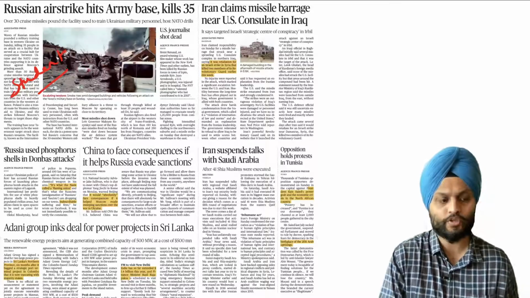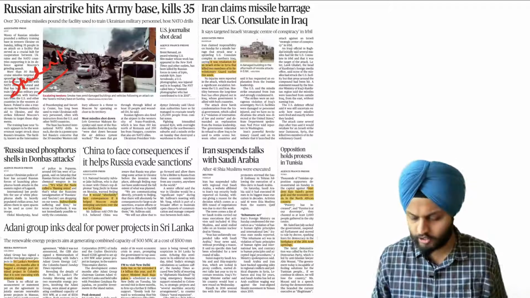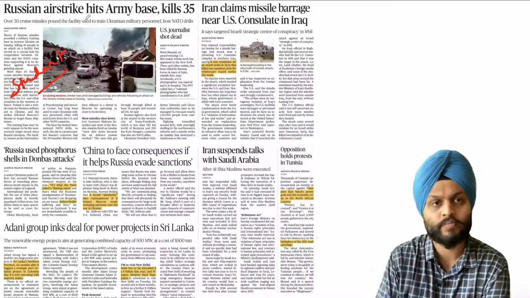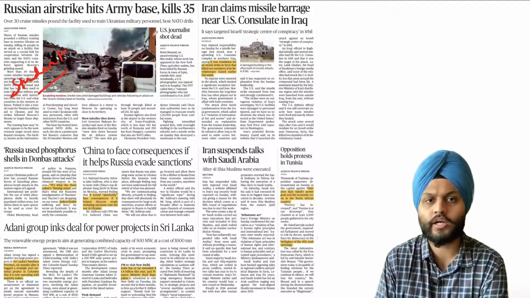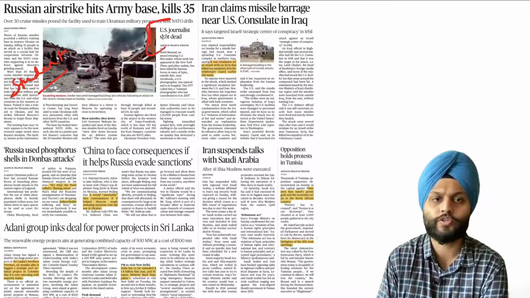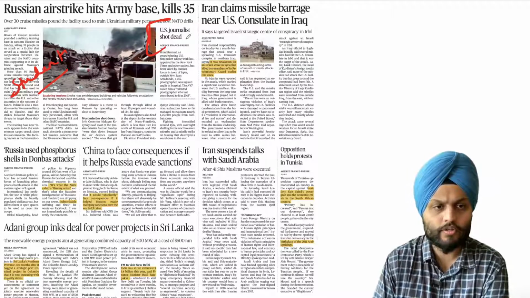And ideally, it should have happened that Ukraine and Russia should have been able to resolve this. At least it was in Ukraine's interest, but it hasn't happened. Okay. Right, so all this is going on. Cities are getting targeted at this point of time. US journalist shot dead, so that's not good news. Okay, so this is there.